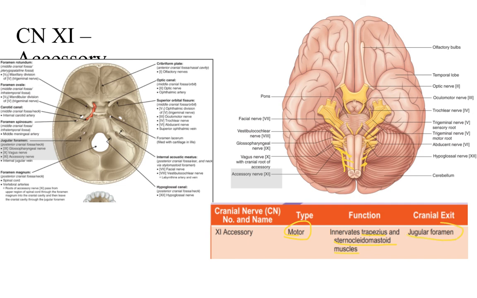Again, this one's going to exit out of the jugular foramen, which again, to point out, is right here. So cranial nerves 9, 10, and 11 all exit from the jugular foramen, as well as the jugular vein. That tells you it's a pretty big hole when you're going to find it. And notice that it's just lateral to the foramen magnum on the anterior side.